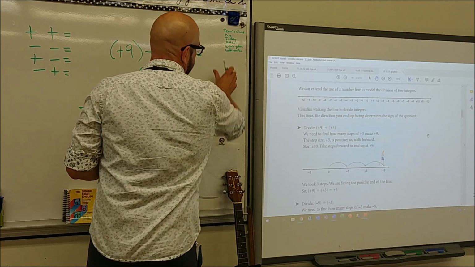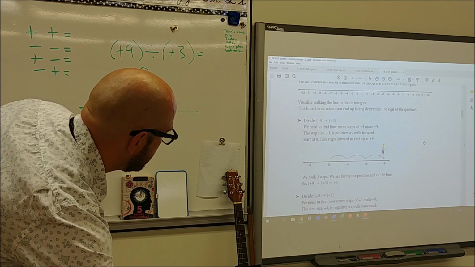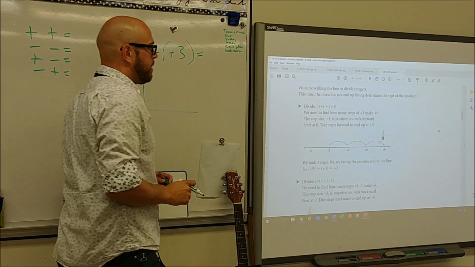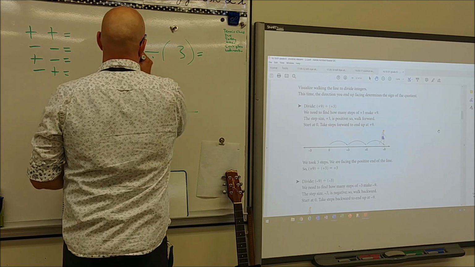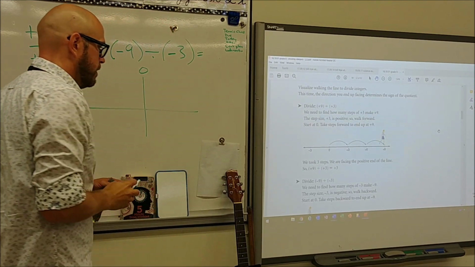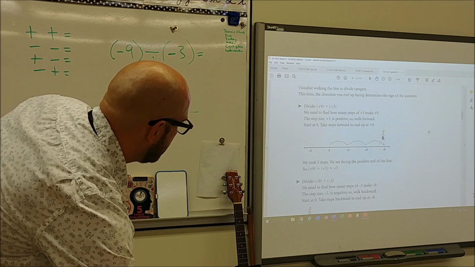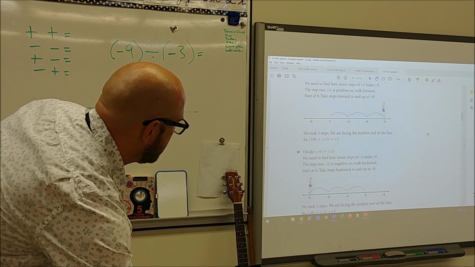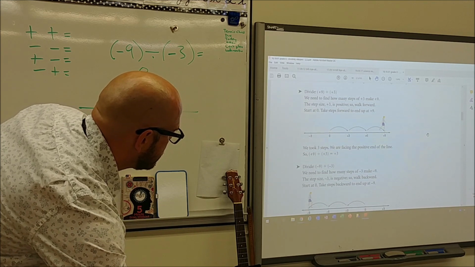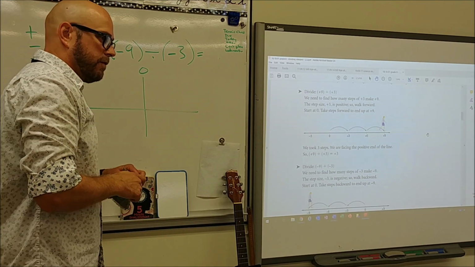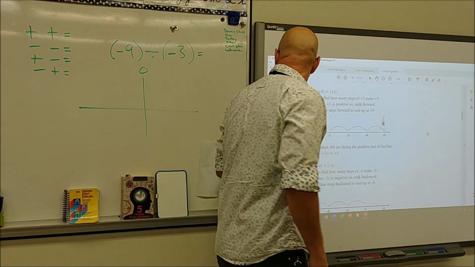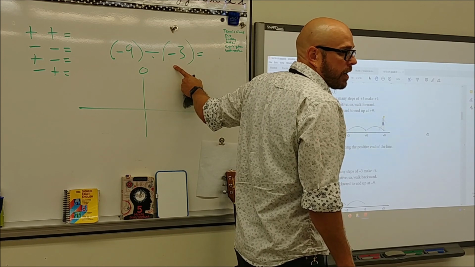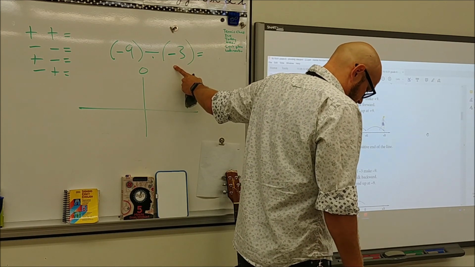But now let's change it up. We're going to go minus 9 divided by minus 3. Now this one says that we need to find how many steps of negative 3 make negative 9. And so you can see that we're going negative 3. So if my step sizes are negative 3, am I going to walk forward or backward? I'm walking backward? Okay, so I'm going to walk backwards.